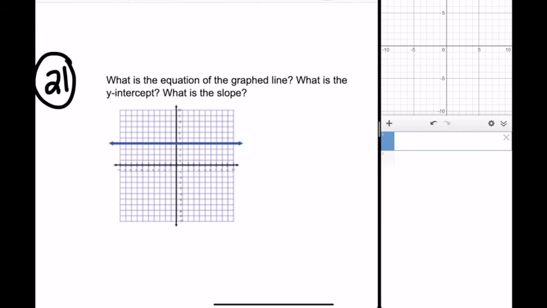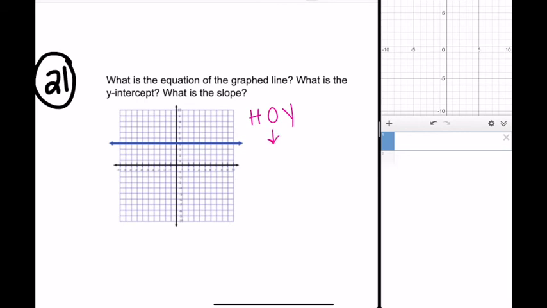21. What is the equation of the graphed line? What is the y-intercept and what is the slope? First, we want to find the equation. What kind of line is this? It's going from left to right, so that's a horizontal line. So when we think horizontal, we can think HOY, H-O-Y. H tells us that it's horizontal.